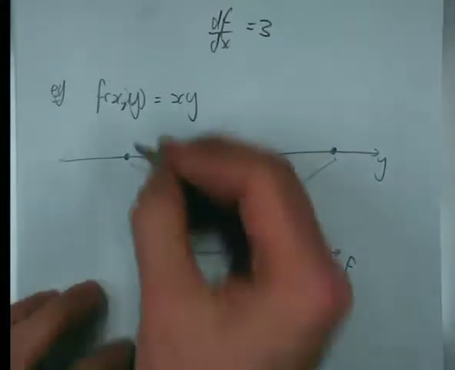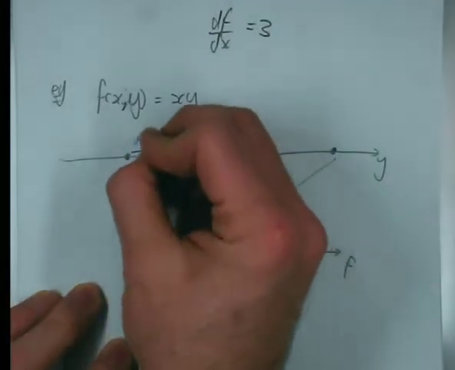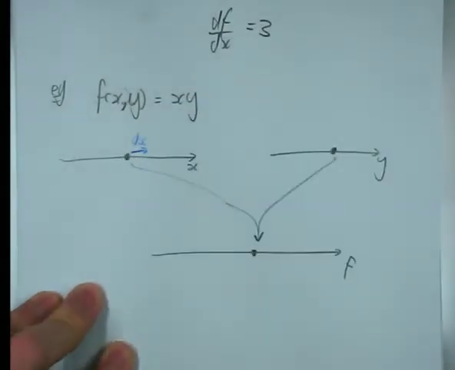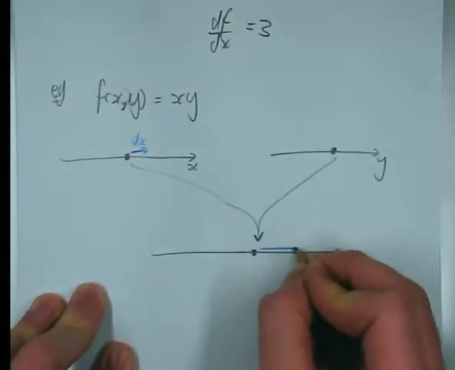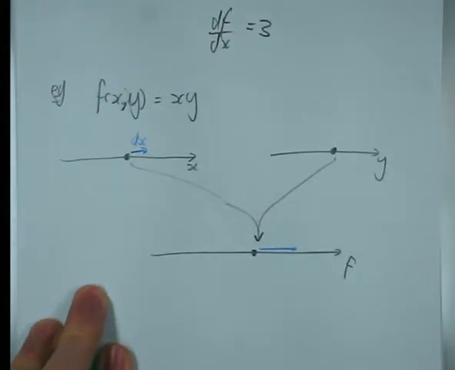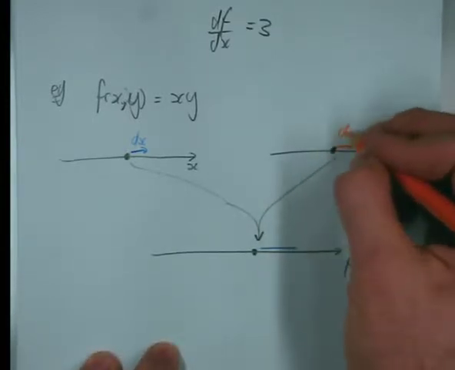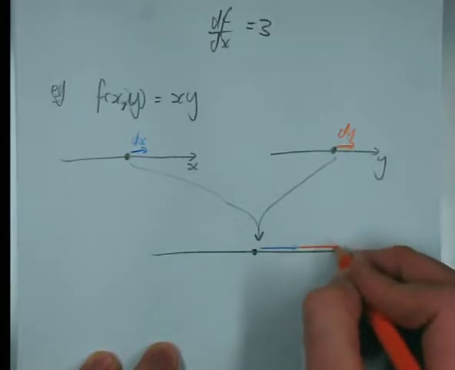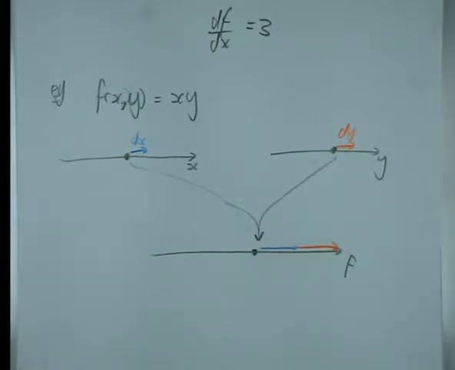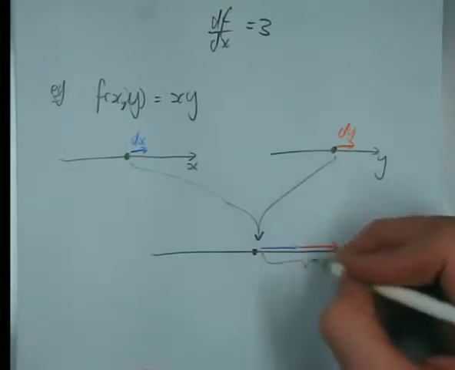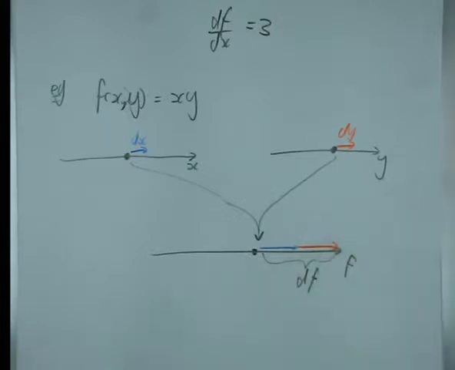So if I change x by a little bit, like that, well, f might change by a little bit as well. And it might be big, it might be small. And if I change y by a little bit, then there'll be a matching change in f as well. And together, those changes are my df.